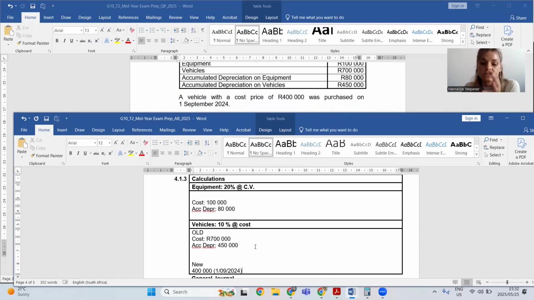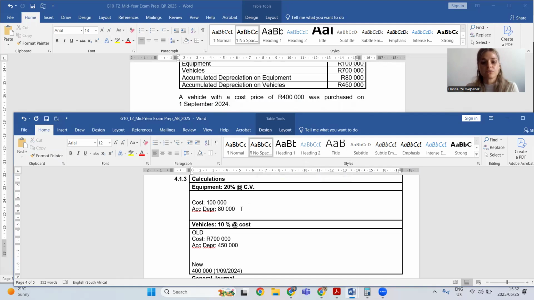That's extremely important because remember, your depreciation rates, those are per annum. And if you didn't own the asset for the full financial year, you can't calculate the depreciation on that asset for the full year because then you will be overstating your expenses and you're not allowed to do that.